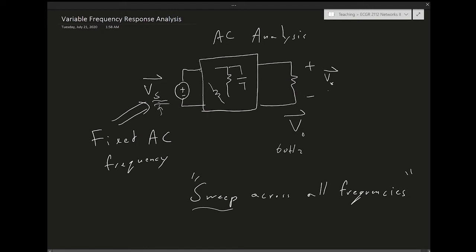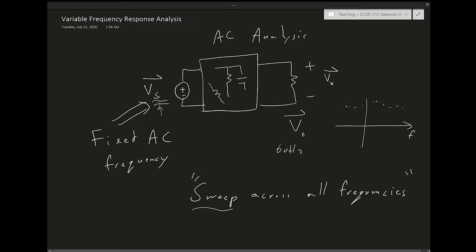I end up with a collection of different outputs. So I have the frequency, and I end up with a collection of different outputs at different frequencies that sweep across all different frequencies for a single variable that I'm solving for. This is what's called the variable frequency response analysis. I'm seeing how my circuit responds to variations in frequency.